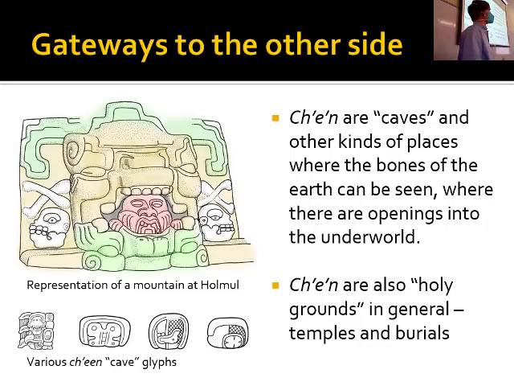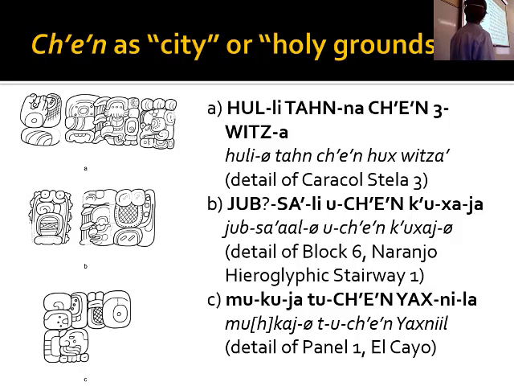So chen functions really as a term for cities. So Maya think of cities as places where this kind of interaction between the dead and the living, between the gods and the living is possible. So that's what chen is.